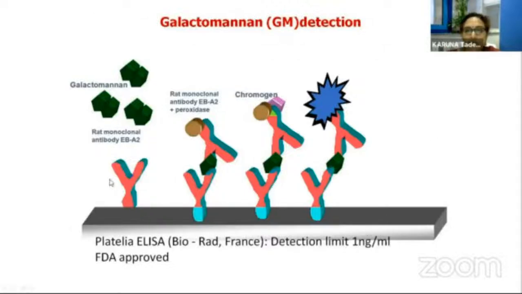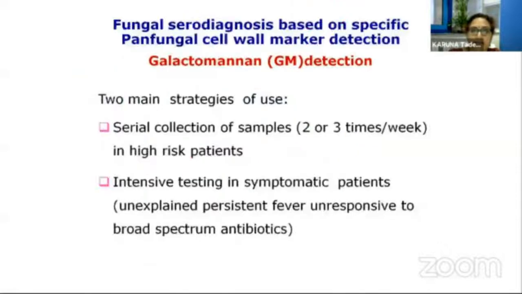This is based on the principle of sandwich ELISA. Platelia from Bio-Rad is the kit we are using for detection, and the detection limit is about 1 nanogram per ml. It is again an FDA approved kit. There is a rat monoclonal antibody, and galactomannan is present in the patient's serum or bile. Both samples have been validated by Platelia for the galactomannan assay. Then a rat monoclonal antibody attached with peroxidase is the detection antibody, and a chromogen is attached to it. So it is based on the principle of ELISA.